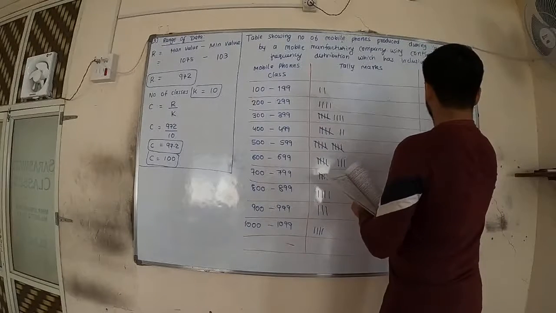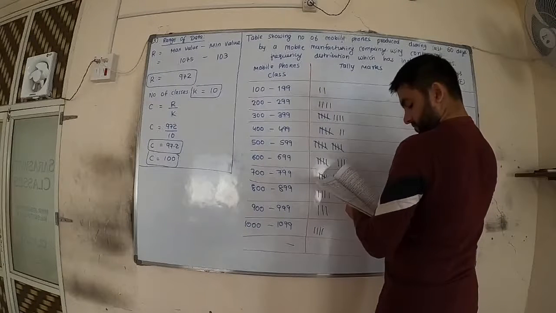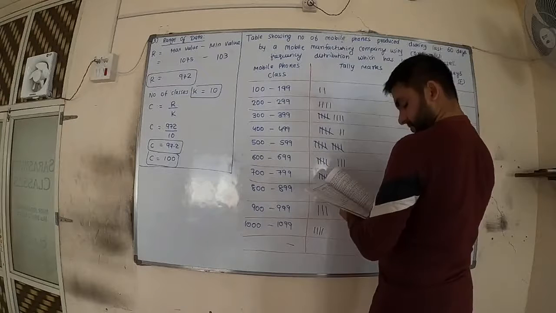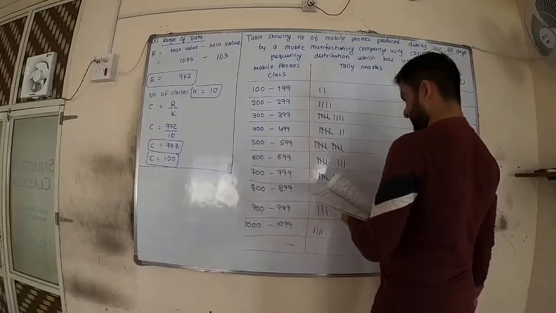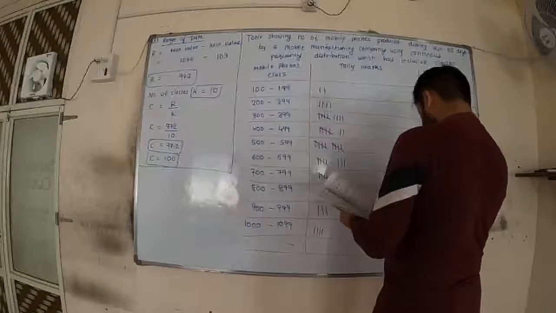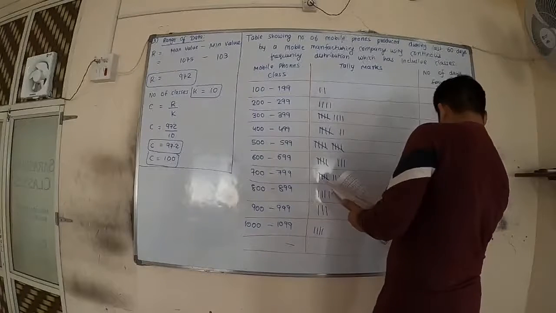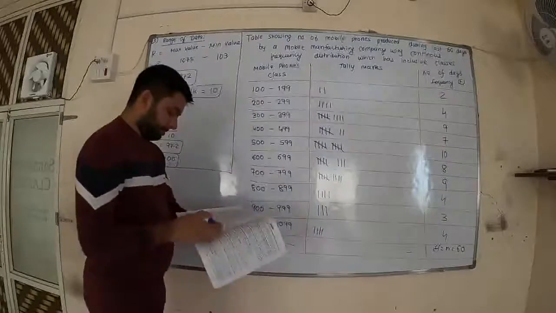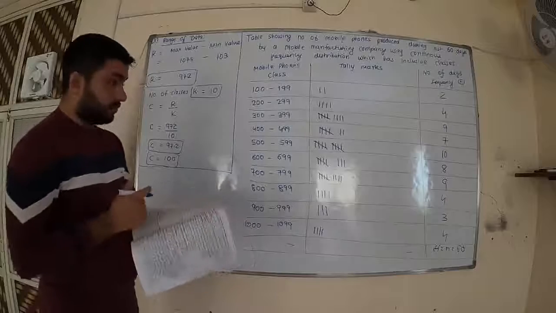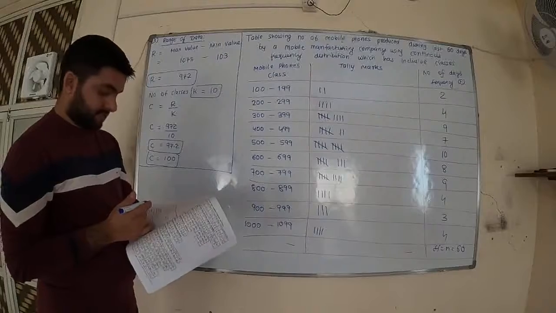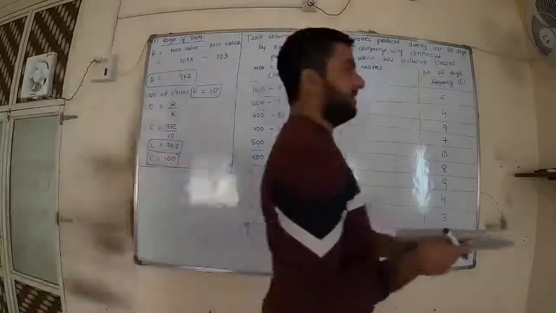The frequencies are 2, 4, 9, 7, 10, 8, 9, 4, 3, 4. Let us check at the back. 2, 4, 9, 7, 10, 8, 9, 4, 3, 4, 3, 4. Okay. Ready? Yes.